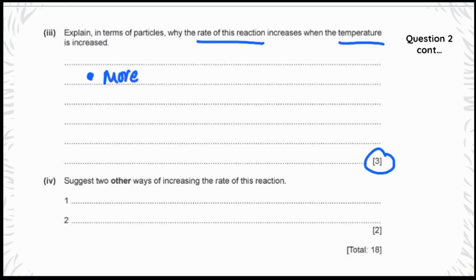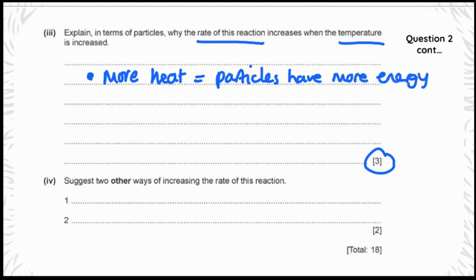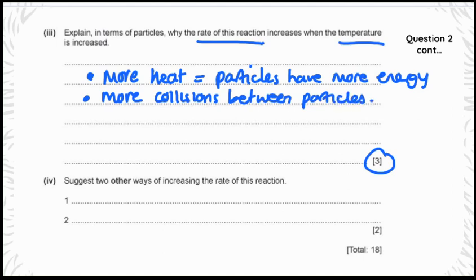more heat equals particles have more energy. That's our first mark. Then we're going to say that because they have more energy, there are more collisions between particles. Probably a better use would be to say more frequent. So we're talking about the collision frequency. But also, when they collide more often, they're also colliding with more energy.